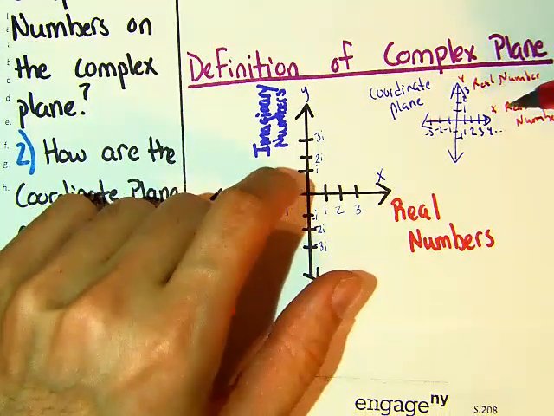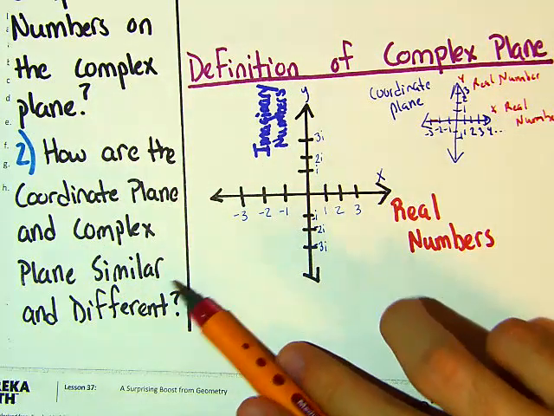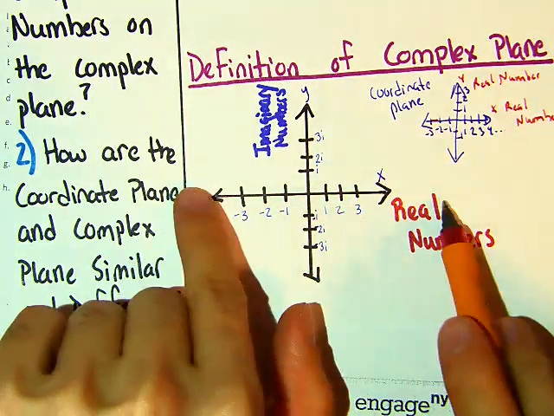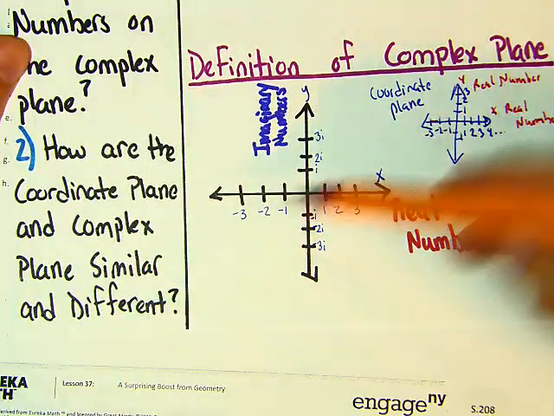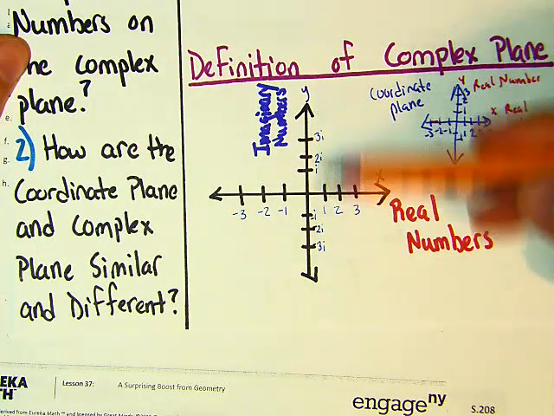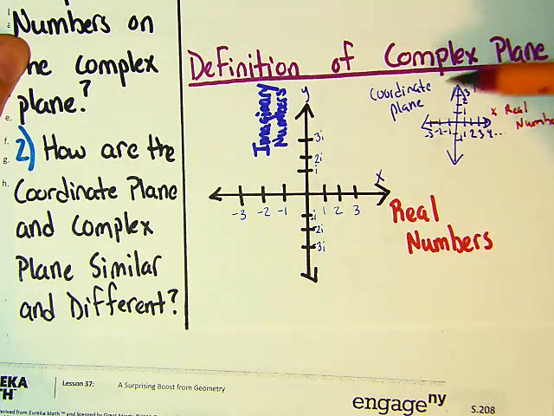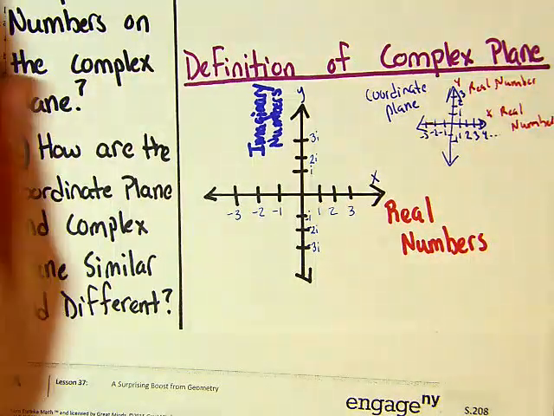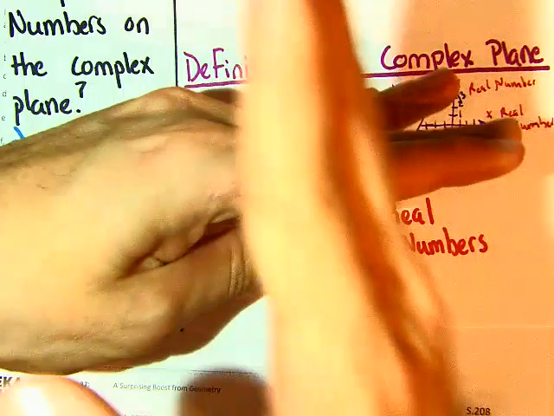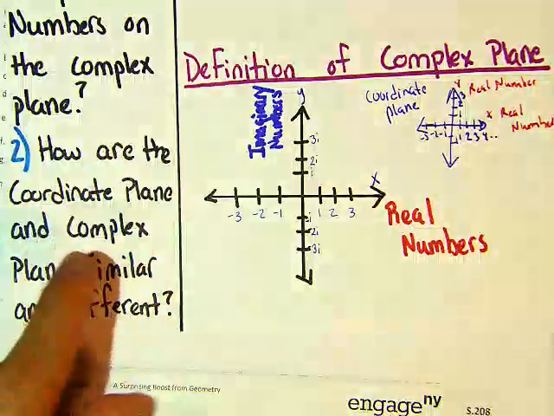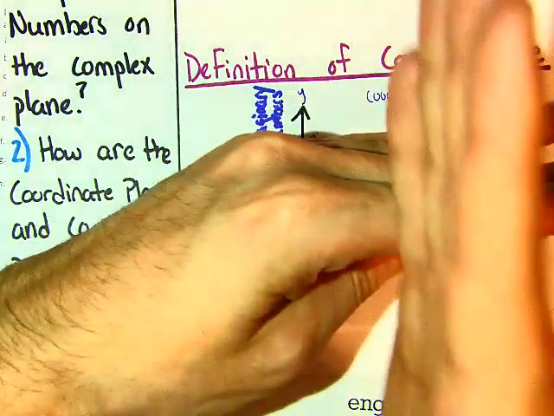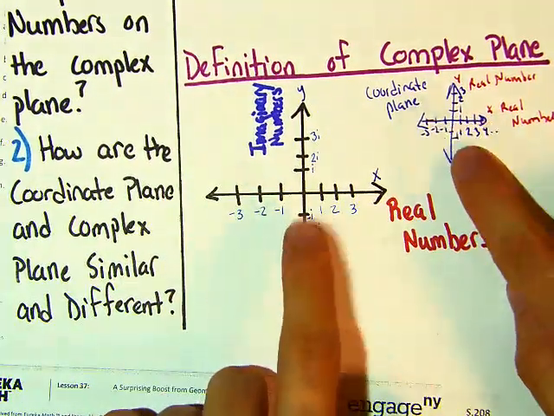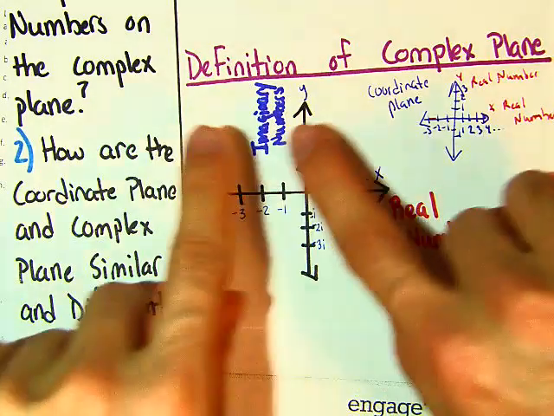Okay, so here, how are they similar? They have the real number line for the x-axis, but for the y-axis, how are they different? The y-axis has imaginary numbers for the complex plane, and for the coordinate plane, it doesn't have. It just has the real number. Remember, coordinate plane would be real number like this, and complex plane would be real number and imaginary line. Okay, so these two are completely different. Okay, so we're living in here right now.